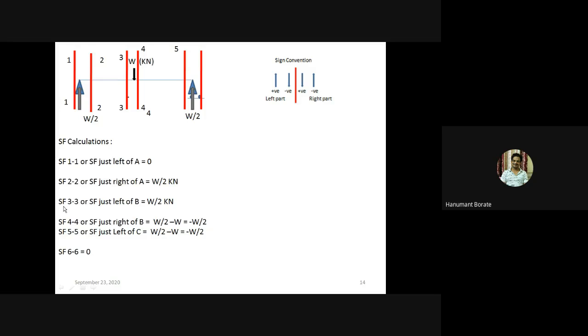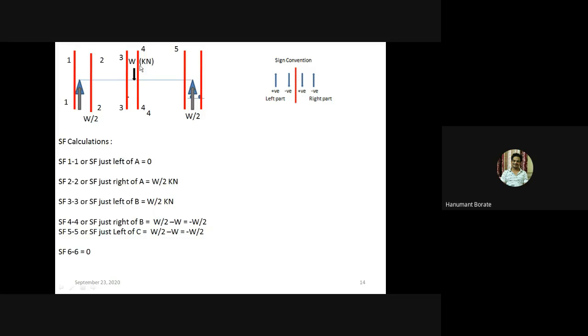Now consider section 3 3, SF at section 3 3, or we can write SF just left of B, means SF at this point. Now consider only left part, forget about sections 1 1 and 2 2. Now there is again only one force, that is W by 2, and it is acting in upward direction. So W by 2 kilonewton positive. Shear force at section 3 3 is positive, and that magnitude is W by 2 kilonewton.